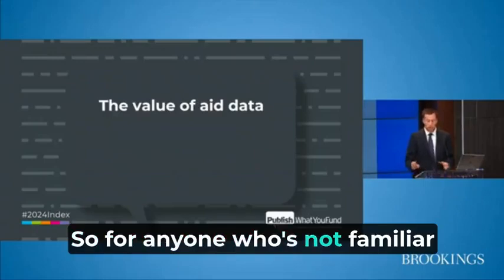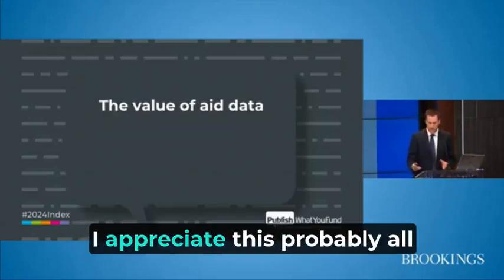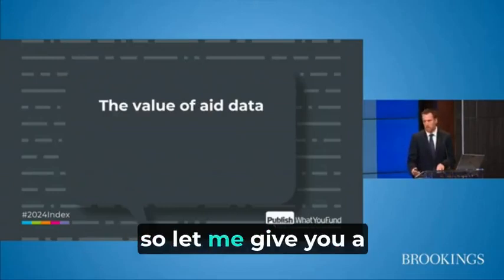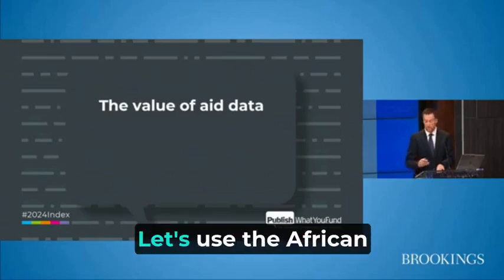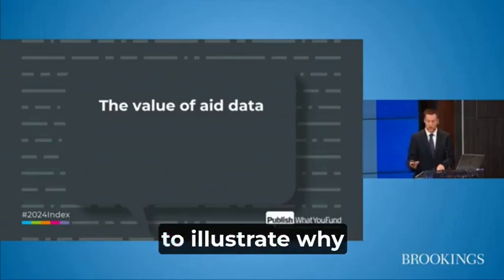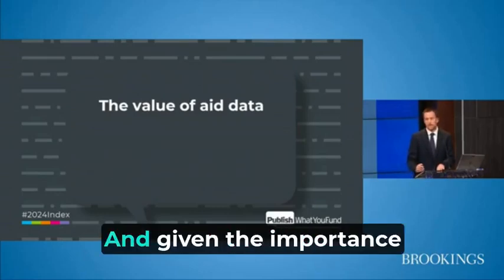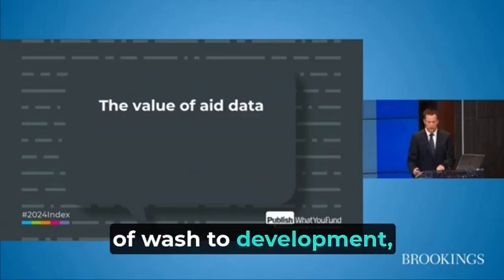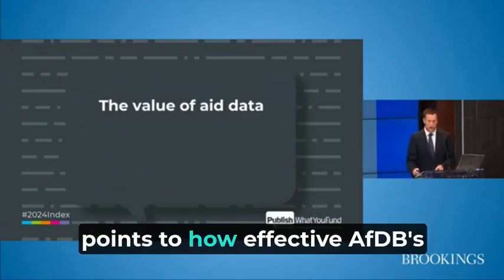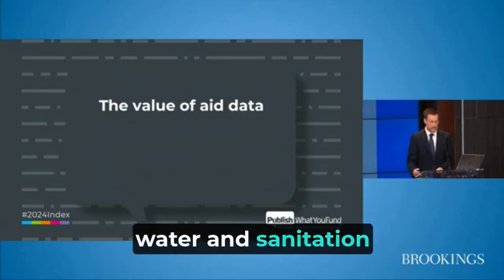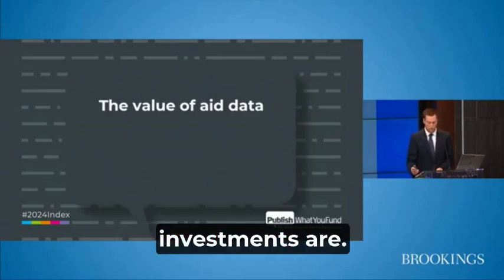So for anyone who's not familiar with the data I'm referring to, I appreciate this probably all sounds a bit abstract. So let me give you a practical example. Let's use dPortal to access the data. Let's use the African Development Bank's information to illustrate why, in part, they are top of the index with their sovereign portfolio. And given the importance of WASH to development, I've picked an example that points to how effective AFDB's water and sanitation investments are.